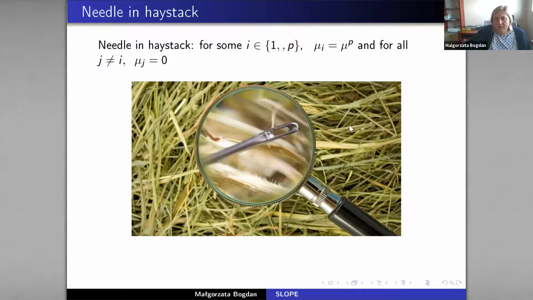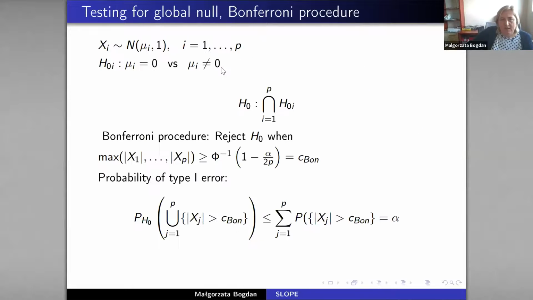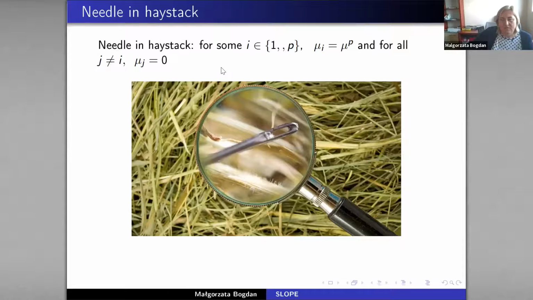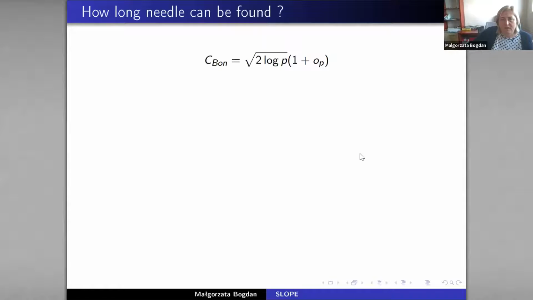Now the question is, is it a good test? There are many scenarios which can be behind your data. One of them is the needle in a haystack. We can imagine that all hypotheses are true apart from one, so only one mu is different from 0. If you calculate this quantile of the normal distribution, here is the critical value, you can find out that asymptotically it behaves like the square root of 2 log p. So indeed, it is of a magnitude so as to separate the noise.